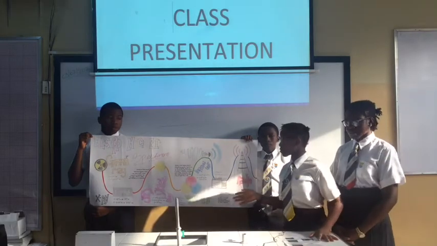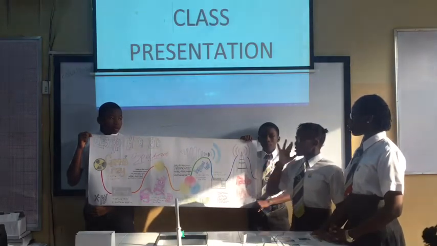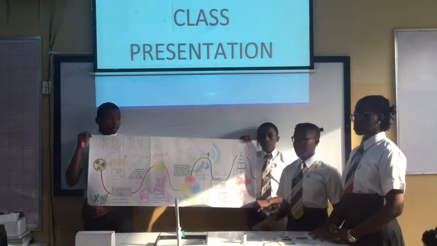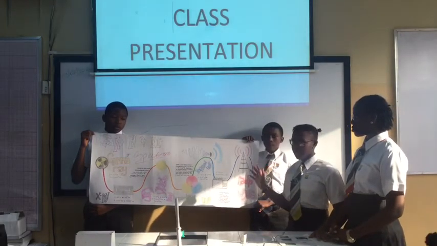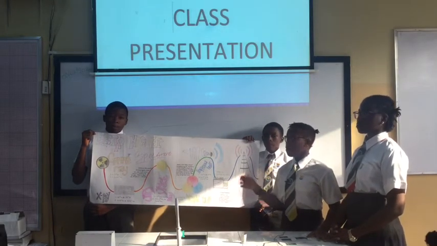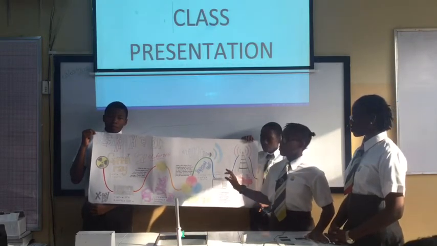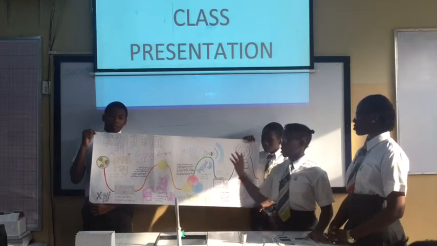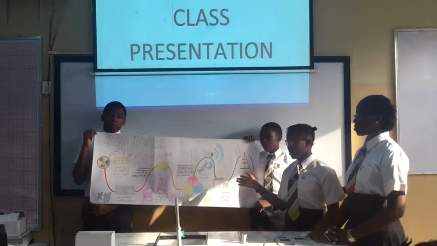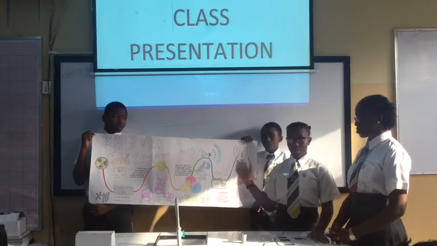The EM spectrum is the arrangement of the EM waves, which don't require a medium of transfer. It can be arranged from the lowest frequency to the highest frequency, or from the highest frequency to the lowest frequency, and from the lowest wavelength to the highest wavelength. So now we're going to explain each of them one by one.